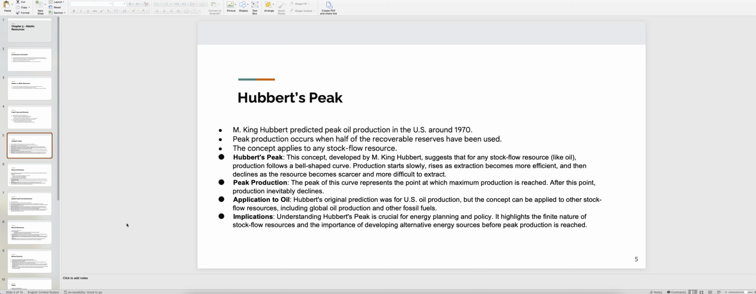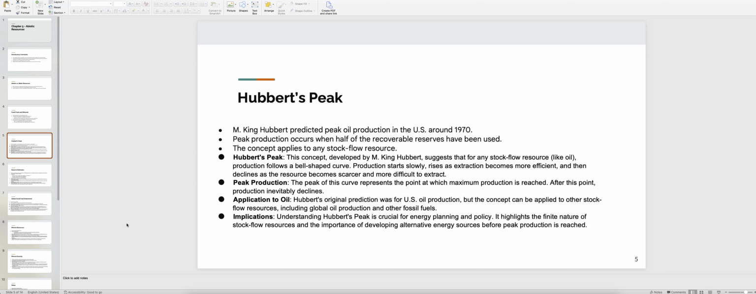This isn't an old topic. This actually started to become a thing that we talked about with what's called Hubbert's Peak. Hubbert's Peak was the idea, which M. King Hubbert came up with, that a stock flow resource like oil tends to follow a bell-shaped curve, where production starts slowly, then rises as the extraction becomes more efficient, and then declines as that resource becomes scarcer and more difficult to extract.